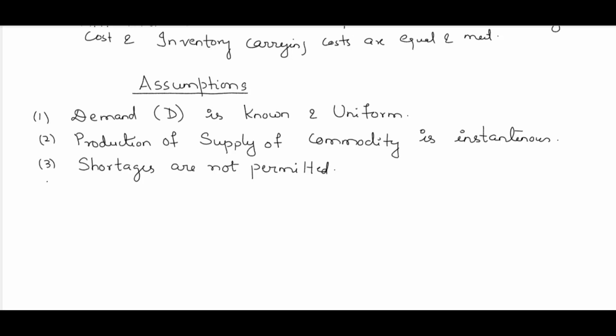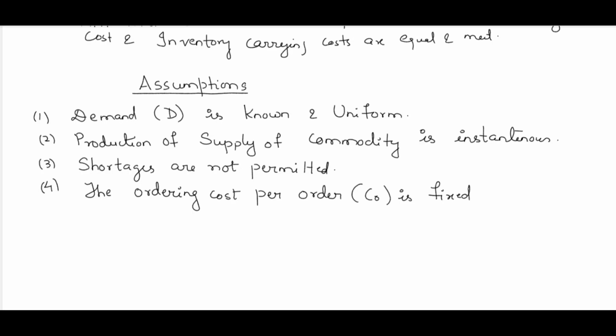Number four, the ordering cost per order, CO. I've already used the symbol CO. This is the ordering cost per order. If you have more orders, in order to get the total ordering cost, you have to multiply by the number of orders. Ordering cost per order is fixed, irrespective of lot size.